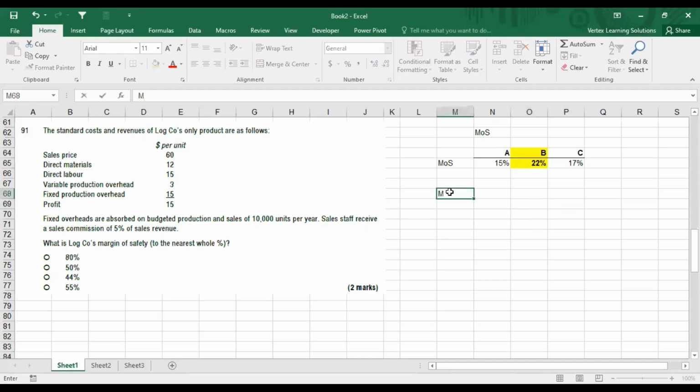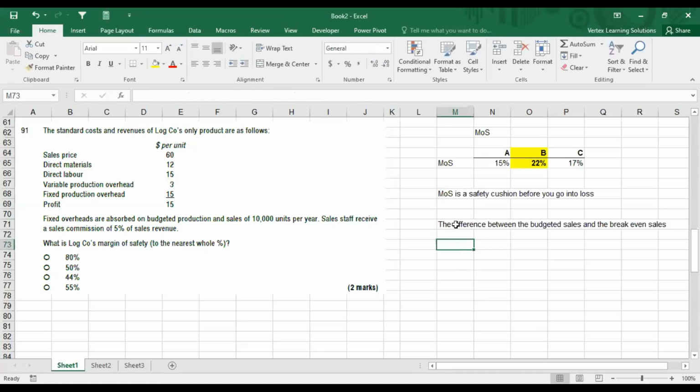So I would write it down like this. I would say margin of safety is a safety cushion before you go into loss. This is margin of safety. For example, margin of safety is the difference between the budgeted sales and the break-even sales.